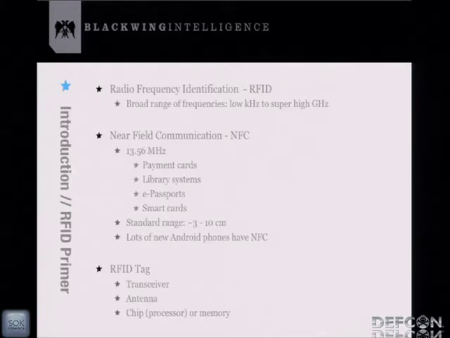So just a little primer information before we get started. RFID operates in a broad range of frequencies, from the low kilohertz range all the way to the high gigahertz range. NFC in particular runs in the 13.56 megahertz range. The applications that you typically find running in this spectrum are payment cards, library systems, e-passports, smart cards, things like that. The standard read distance range is about 3 to 10 centimeters.